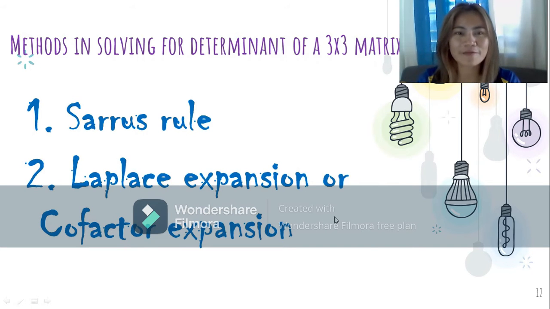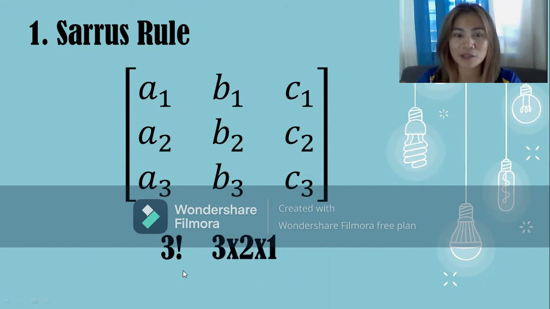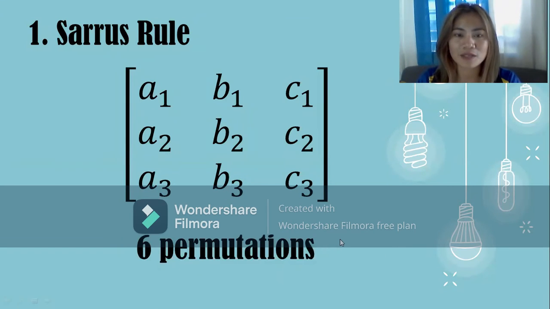Okay, let us first explore the Sarrus rule. So in a 3 by 3 matrix, to get the number of permutations, 3 factorial, so we have 3 times 2 times 1. So there will be 6 permutations. So how to do the Sarrus rule?